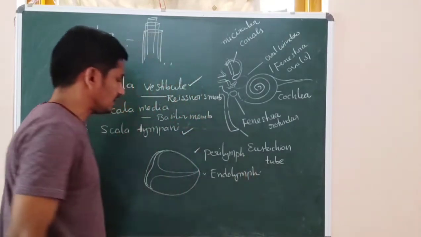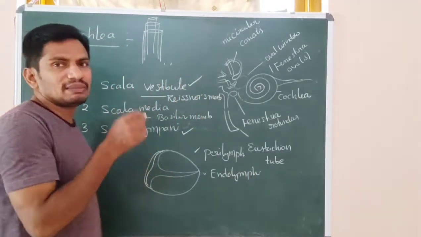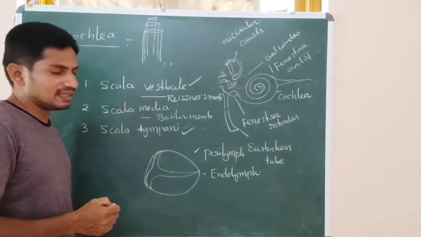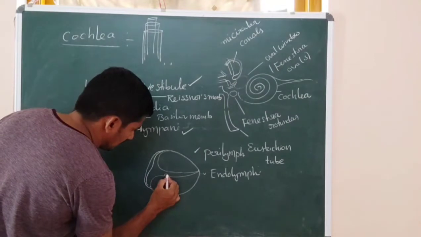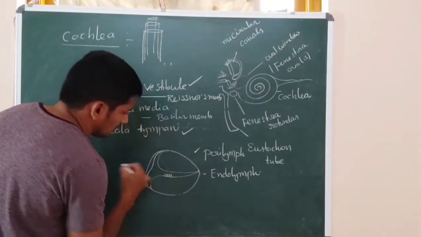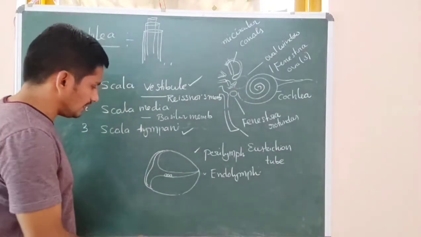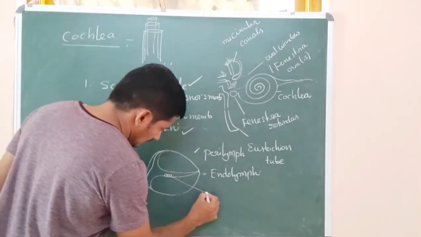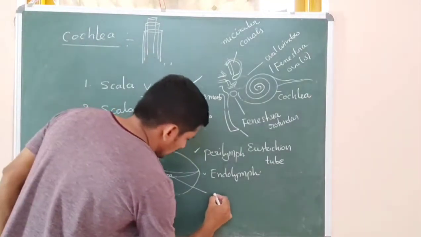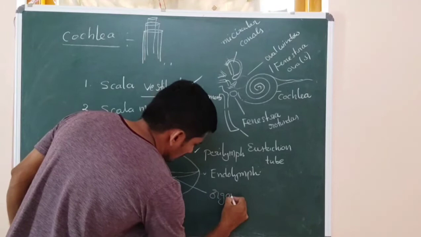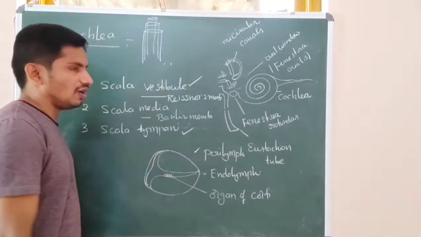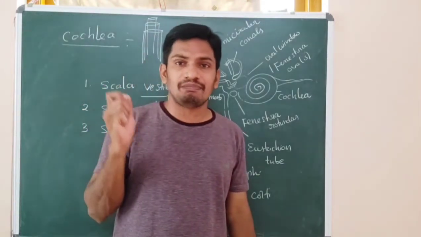Endolymph. Got it? Now here, the cochlear membrane has some epithelial cells. Small cells are present over that cochlear membrane. This makes one organ known as the organ of Corti, which is present over the basilar membrane.